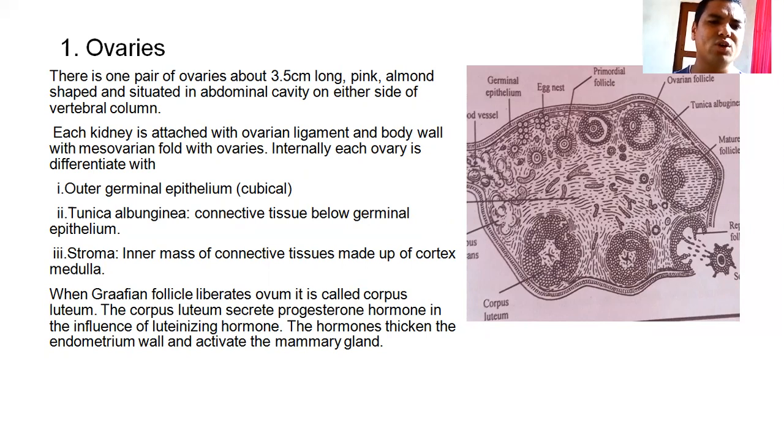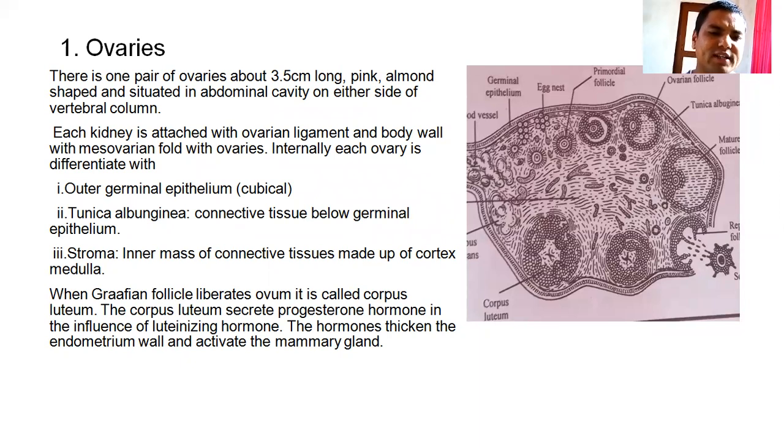Each ovary is attached with the ovarian ligament and to the body wall with a mesovarian fold. Internally, each ovary is differentiated into outer germinal epithelium and tunica albuginea, a connective tissue below the germinal epithelium, and the stroma, the inner mass of connective tissue made up of cortex and medulla. When Graafian follicles liberate the ovum, it is called the corpus luteum. The corpus luteum secretes progesterone, the female sex hormone, released by the Graafian follicles or the matured ova after liberation.